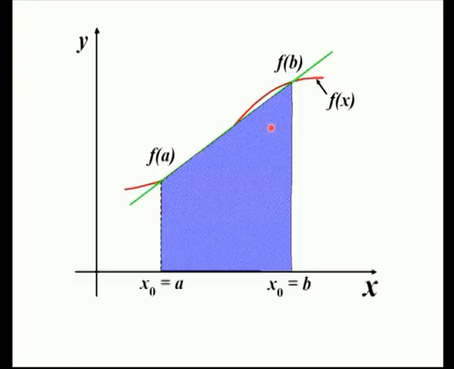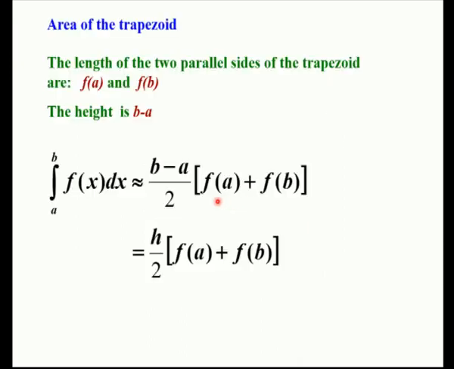The area of the trapezium is the function value at this length, f of a, plus this length. Take the average of these two lengths, that is f of a plus f of b by 2, then multiply by this length, b minus a. So, the area of the trapezium is the average of the left height and the right height, f of a being the left height and f of b the right height, divided by 2, times the base length b minus a.